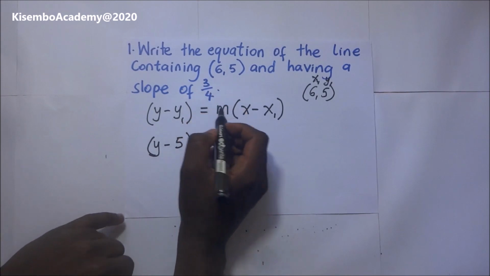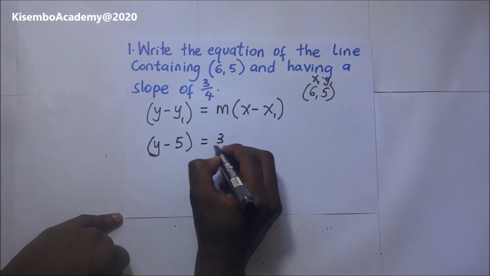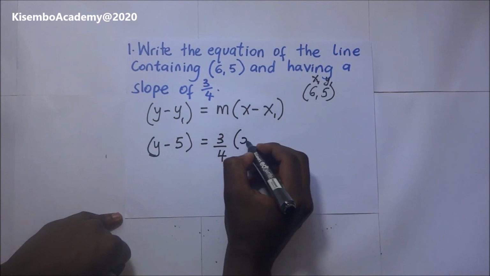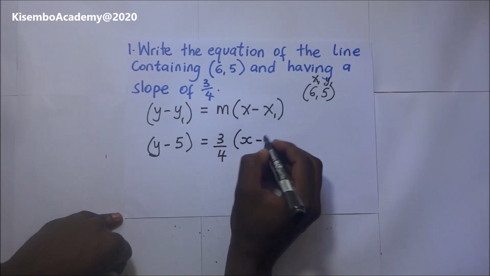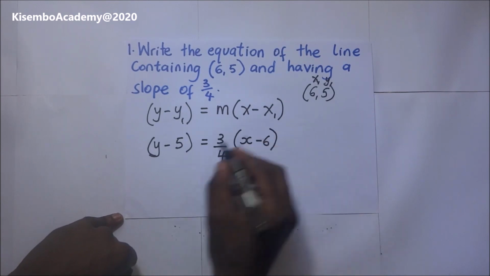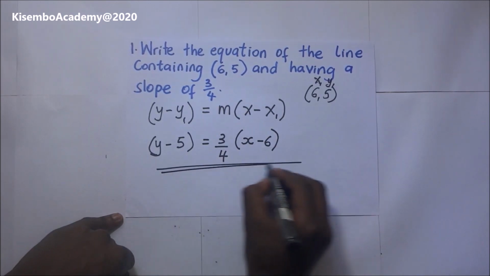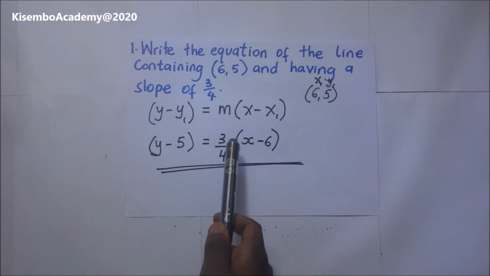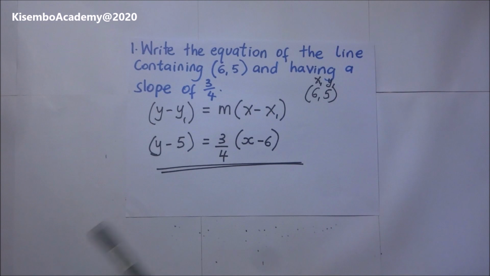The slope is given as 3/4, multiplied by x minus x1, where x is an arbitrary point and x1 is 6. And this becomes the equation of the line. It's our answer, and this is the point-slope form of the equation. We can write this equation another way.